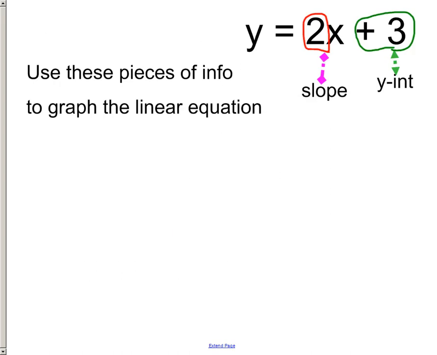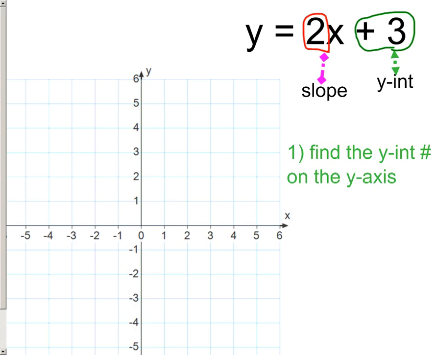Using those two pieces of information, again, we need to graph it onto a coordinate plane. It's got the y-axis running up and down, and the x-axis running left and right. So the first thing is find the y-intercept number on the y-axis. Our y-intercept number was positive 3. So go right here on the y-axis and find not just 3, but positive 3. So don't choose this negative 3, choose the positive 3 right there. Put a dot, and then we move on to the second part.